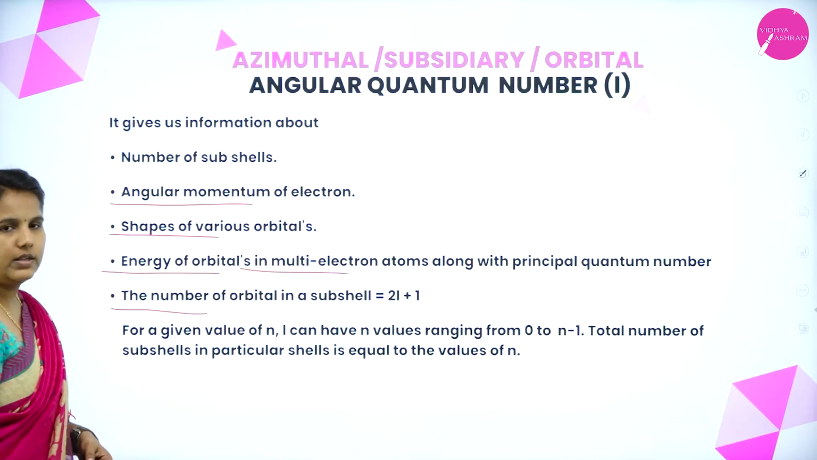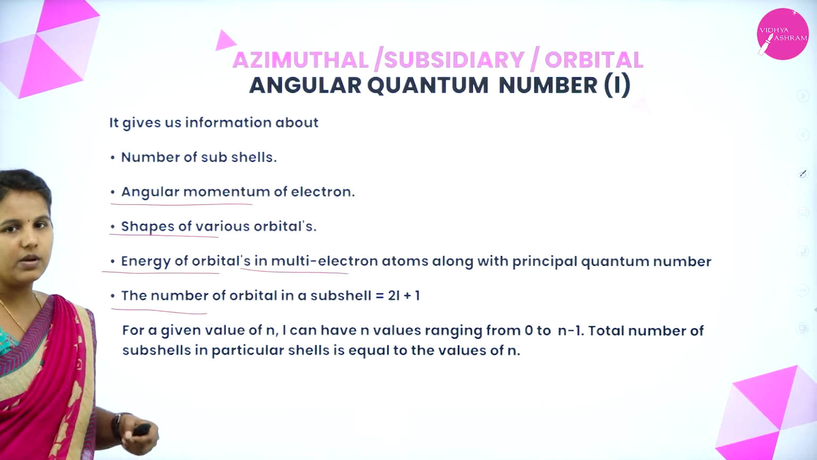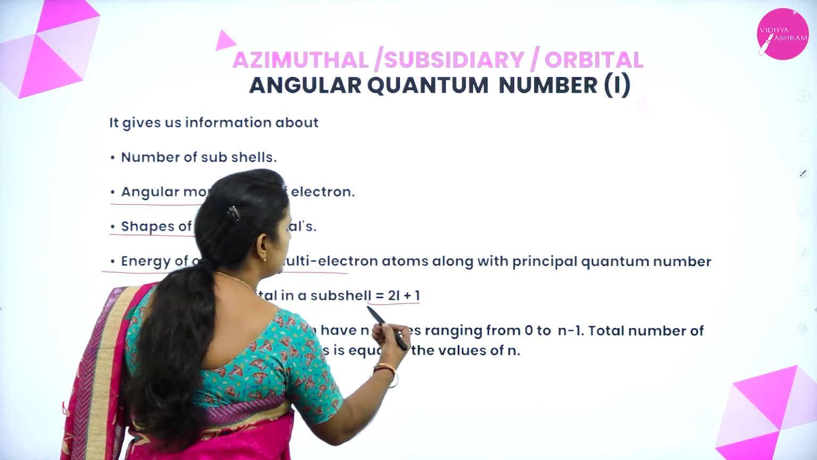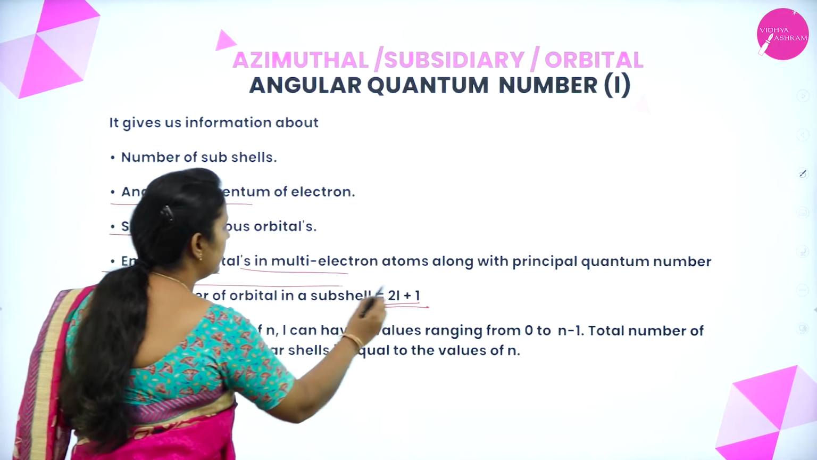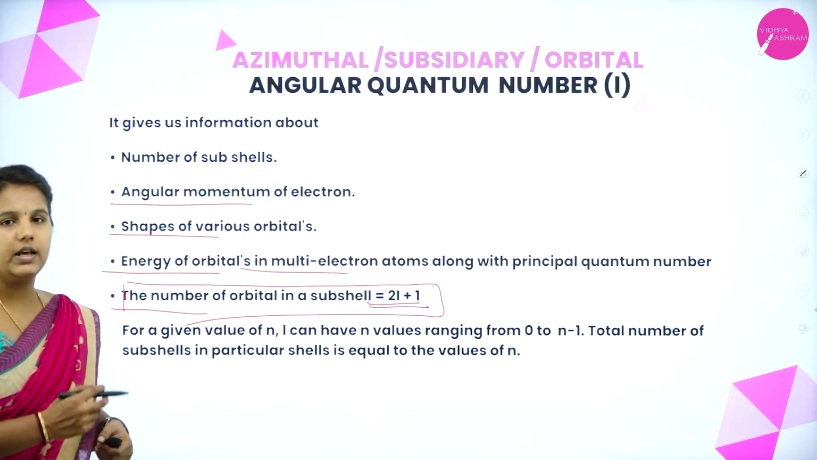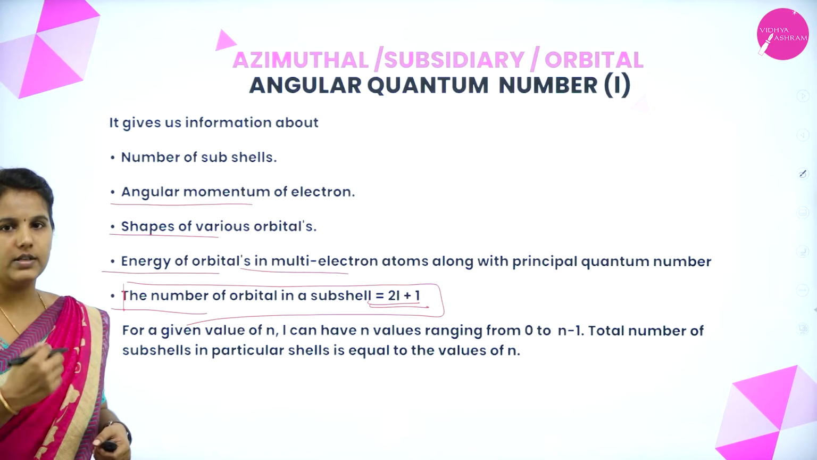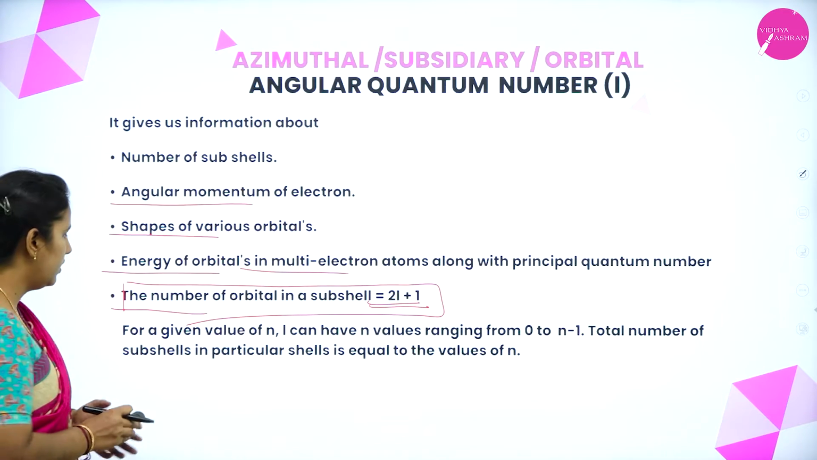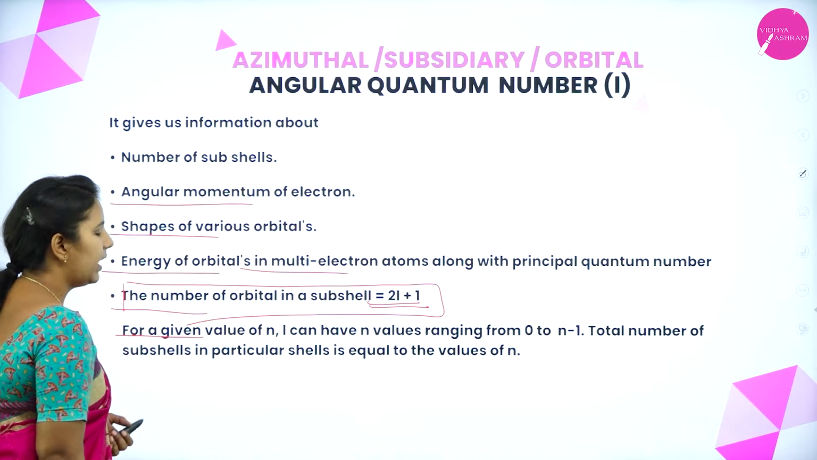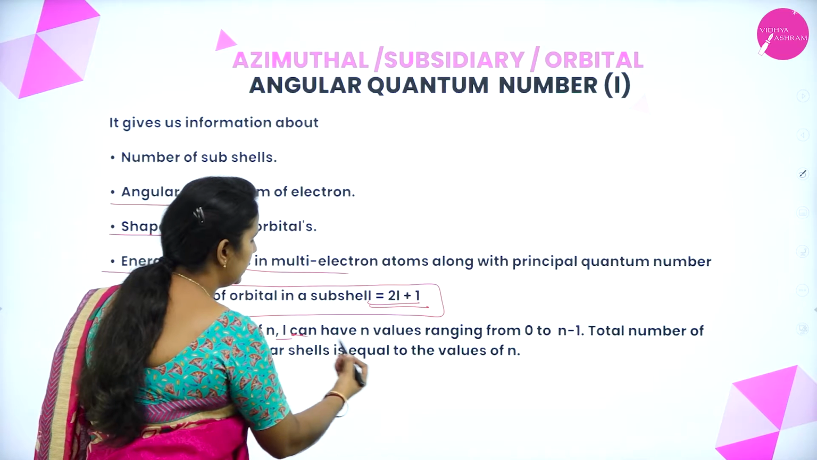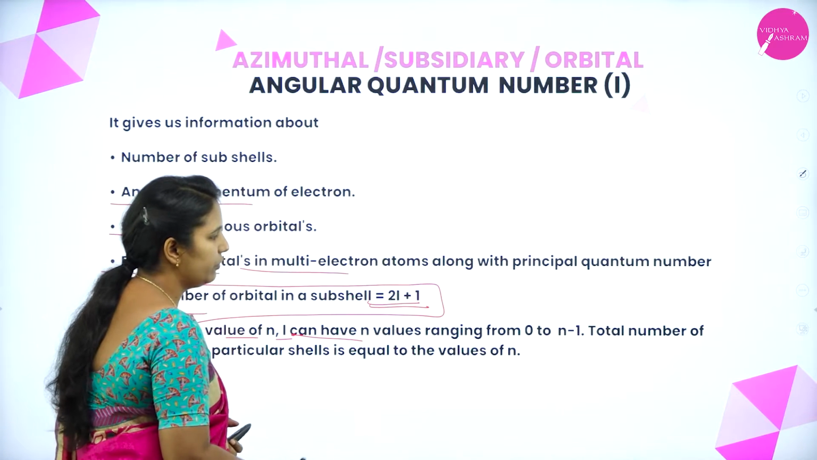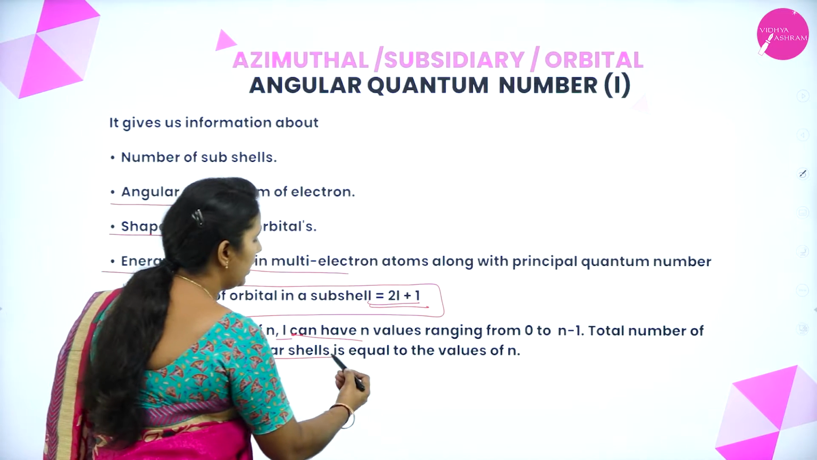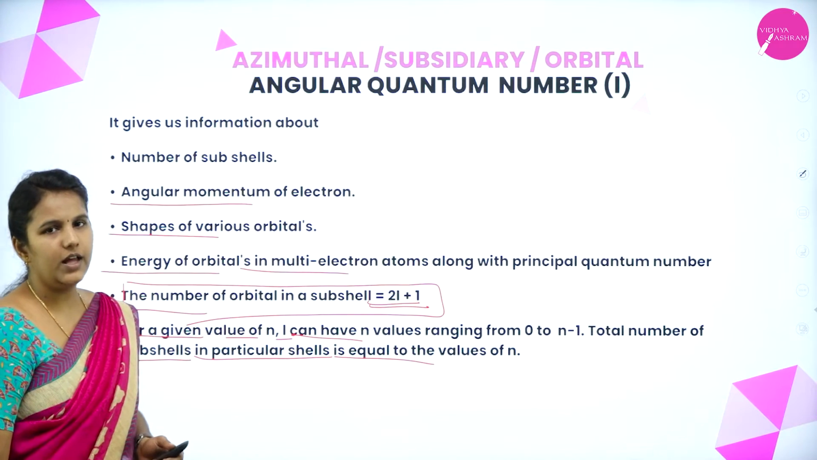And the number of orbitals in a subshell is obtained by the relationship 2l plus 1. By using this relationship, we can easily determine the number of orbitals in a subshell. For a given value of n, l has values ranging from 0 to n minus 1, and the total number of subshells in a particular shell is equal to the value of n.